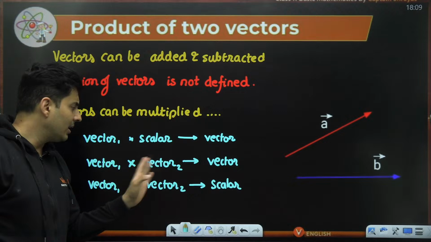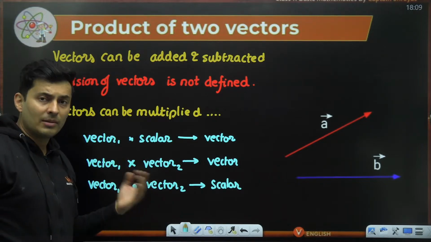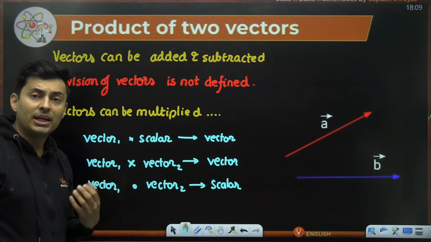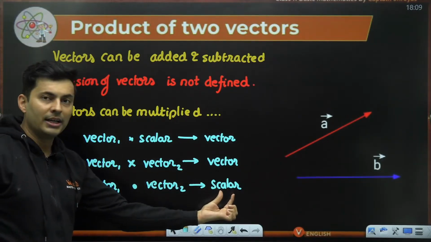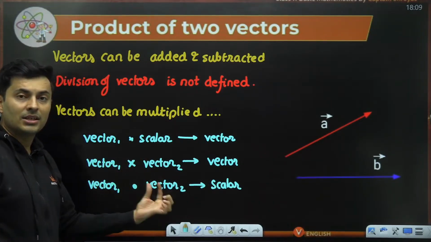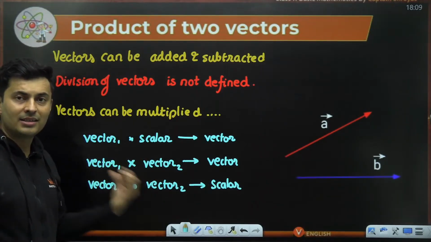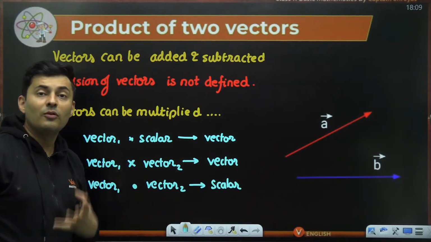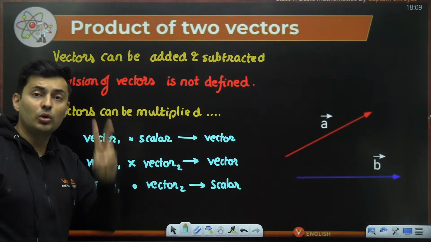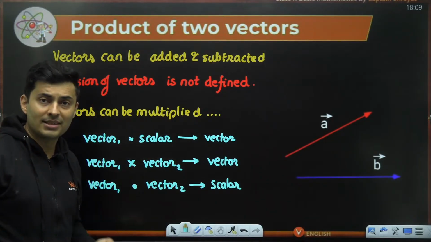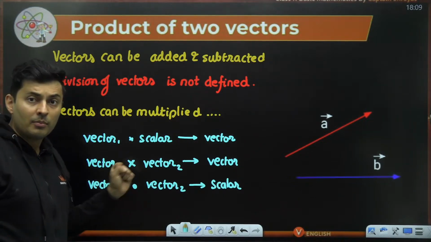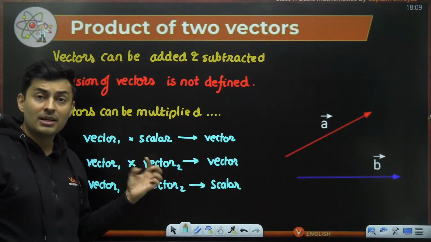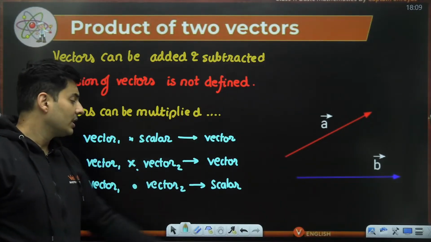Sir, how do I know whether it is cross or dot? Well, it depends on the physical quantity. For example, work is a scalar quantity. It depends on two vectors which can be multiplied with each other, like force and displacement. Force is a vector, displacement is a vector, but the outcome is a scalar. So whenever the physical quantity depends on two vectors but the outcome is a scalar, you use the dot product. But when a physical quantity depends on the multiplication of two vectors and the outcome is a vector, then you will use the cross product.